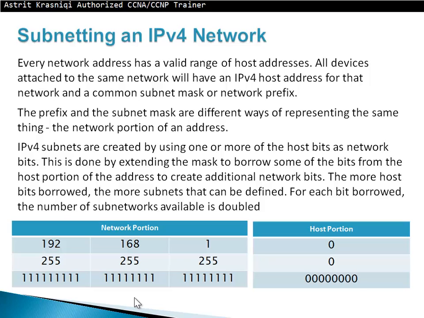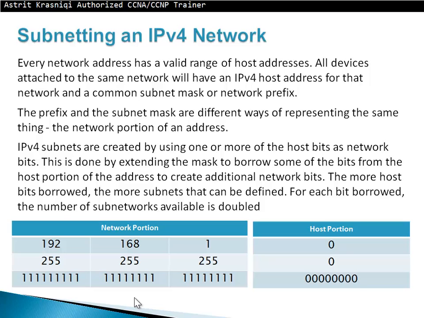Now, subnetting an IPv4 network, every network address has a valid range of host addresses. All devices attached to the same network will have an IPv4 host address for that network and a common subnet mask or network prefix. The prefix and the subnet mask are different ways of representing the same thing, the network portion of an address.